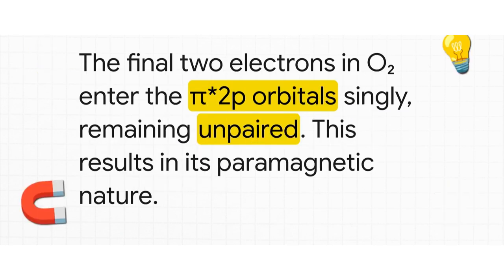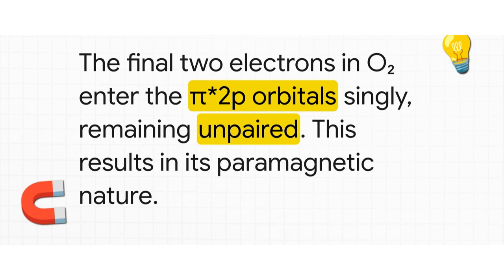So, let's use MOT to finally solve the oxygen case. An oxygen molecule has a total of 16 electrons. When we start filling them into the MO energy diagram, starting from the lowest energy level, they fill up one by one. Now, when we get to the last 2 electrons, according to Hund's rule, they will go into the 2 separate anti-bonding pi star orbitals. That's pi star 2px and pi star 2py, 1 electron in each, and they will be unpaired. And it is these 2 unpaired electrons that make the oxygen molecule paramagnetic.